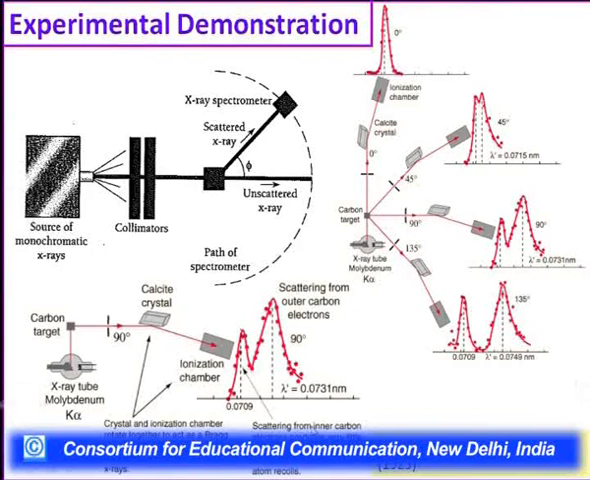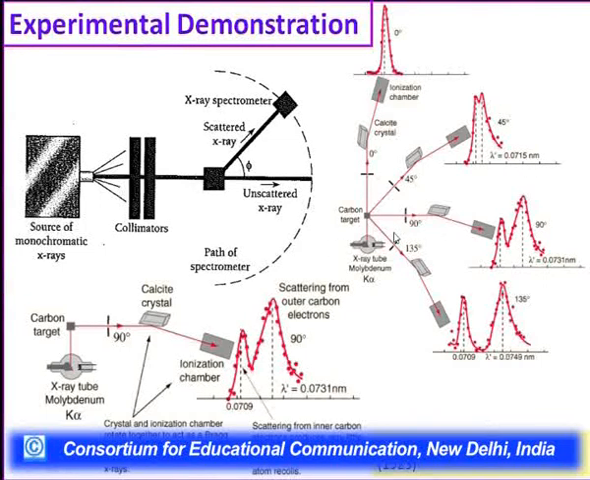Then scattering from inner carbon electrons produces very little wavelength shift because they are tightly bound and the entire atom recoils. In this diagram, different angles were used. This graph was taken at 0 degrees, where we get a single curve. Then at 45 degrees this curve was obtained, and the value of lambda dash is equal to 0.0715 nanometer. The scattered wavelength is defined here.